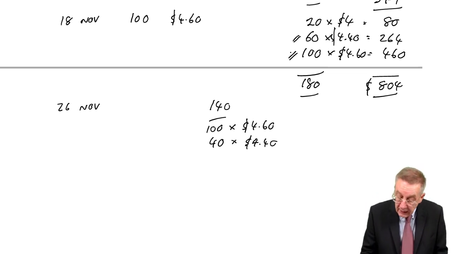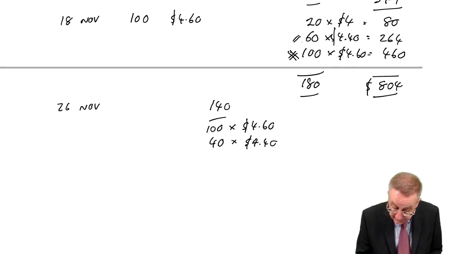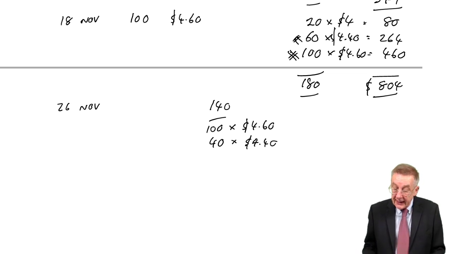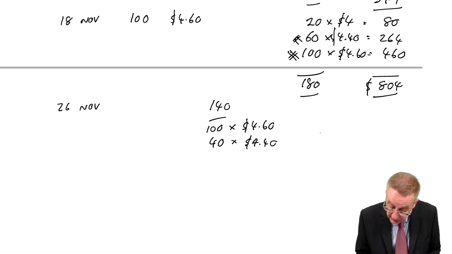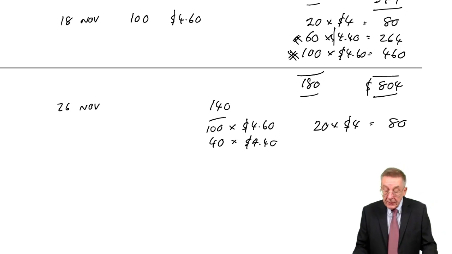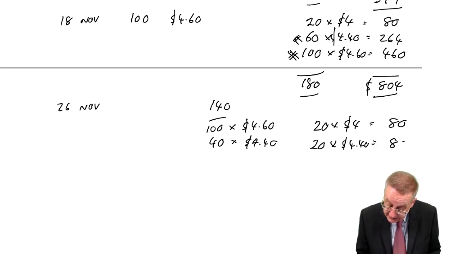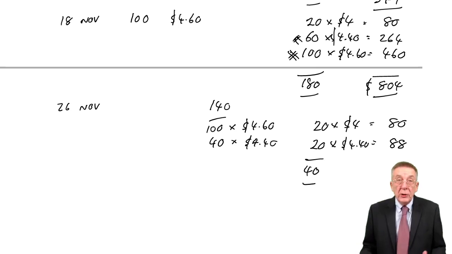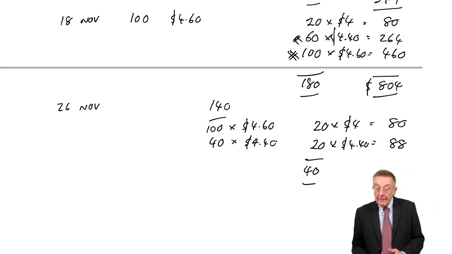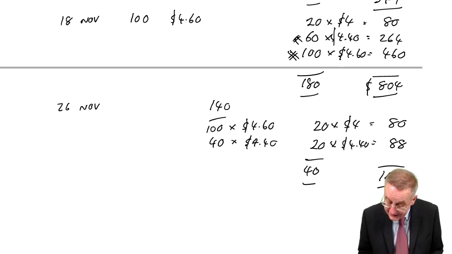And what are we left with? Remember, these 100 have gone completely. We've issued 40 of those 60. And so we're still left with those original 20 at $4. In addition, well, 40 of those 60 went, so we've also got 20 of the $4.40 units. What does that come to? 88. And so we knew before we've 40 units left. And how much are those 40 units going to be valued at? 168.